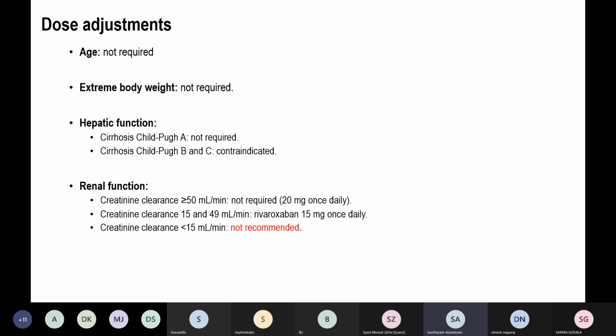The other advantage of rivaroxaban is you don't need to adjust the dose based on the age of the patient, so it can be used in older people. It can be used in extremes of weight. With abnormal hepatic function, if it's Child-Pugh A, then no dose modification is required. However, if it's Child-Pugh B and C, then it is contraindicated. Again, a certain dose modification has to be done for creatinine clearance, as shown below.